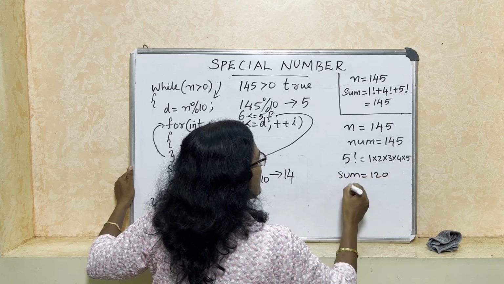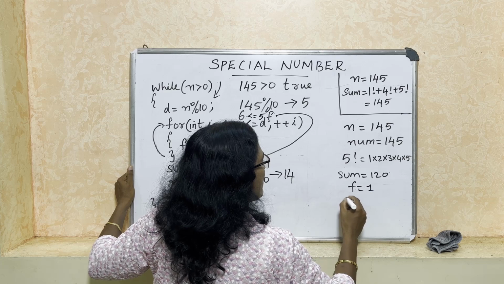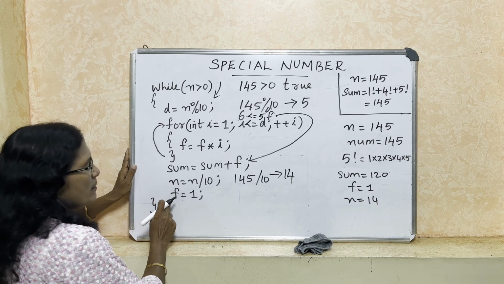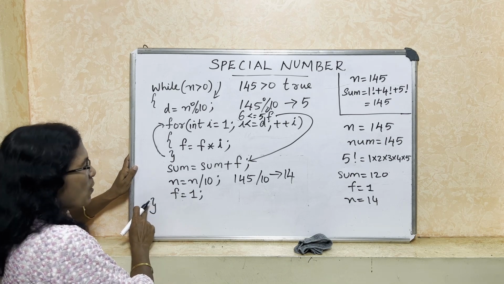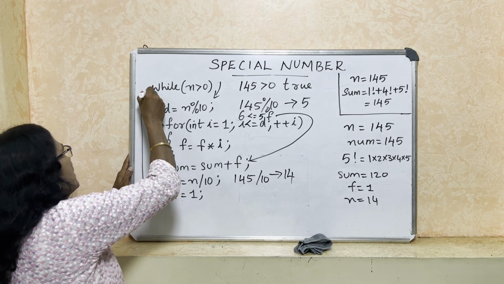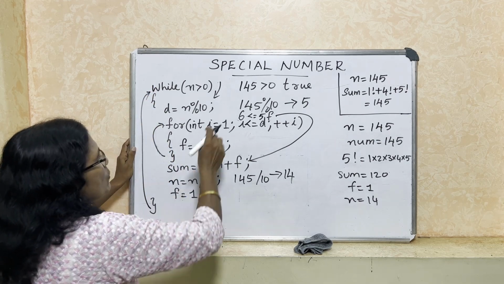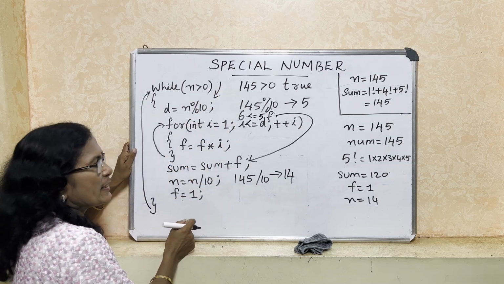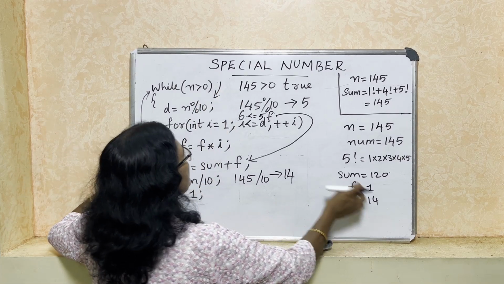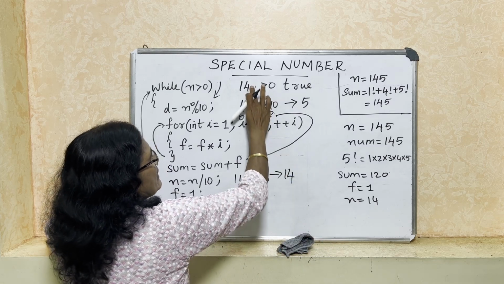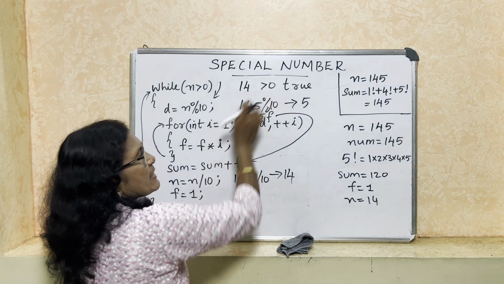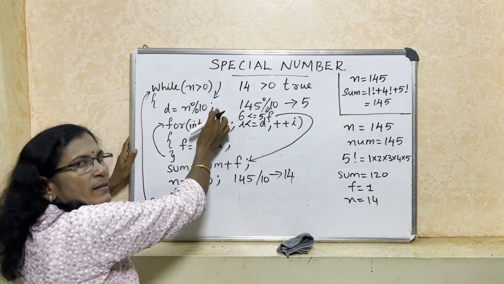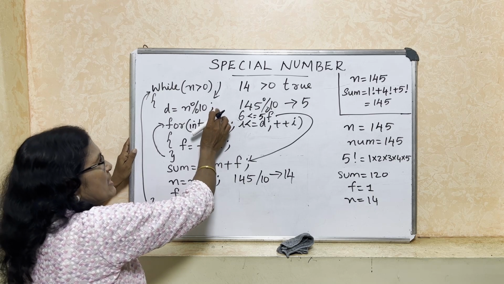In sum you have 120. F is initialized as 1. N is equal to 14. As the closing of the while loop's body is encountered, control goes to the beginning of the while loop, to check the test expression to decide whether the while loop has to go for the next iteration. So the current value of n is 14. The test expression is evaluated: is 14 greater than 0? Yes, it is evaluated to true. So control enters into the while loop's body for the second round of iteration.